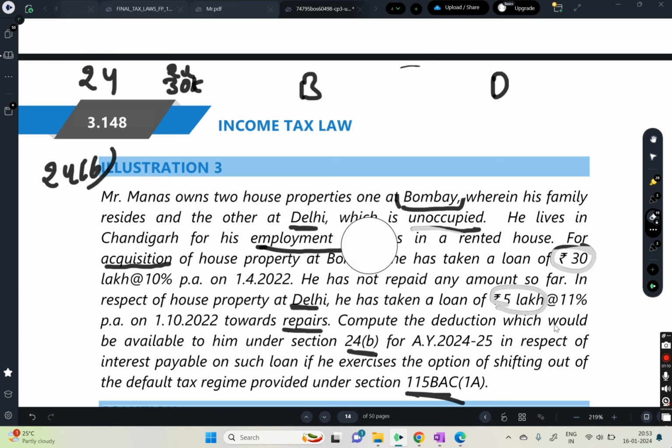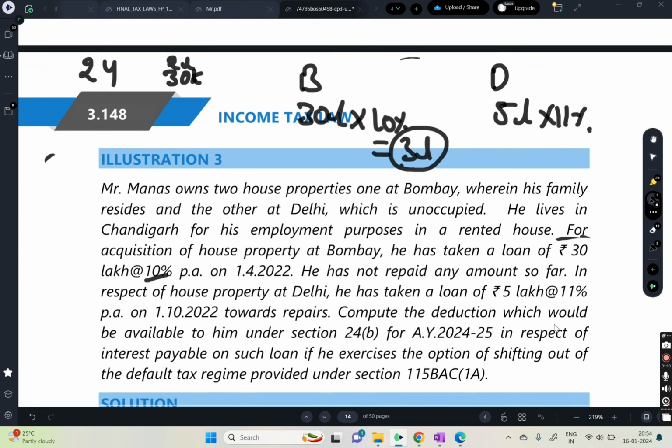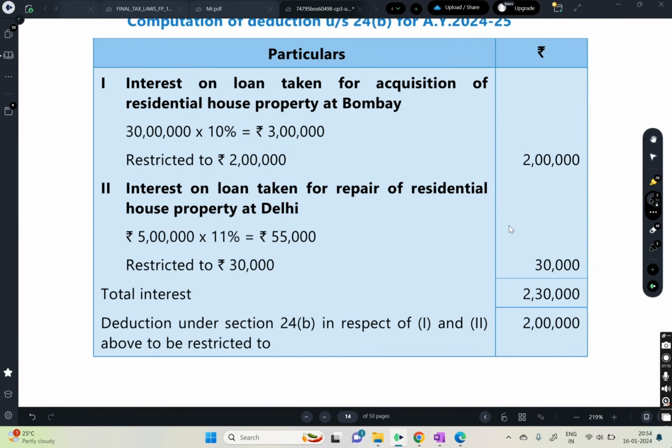But if you calculate this way, for the Bombay house he has taken 30 lakhs at 10 percent per annum. Obviously he did not repay anything, so it will become 3 lakhs. And for the Delhi house he has taken 5 lakhs at 11 percent, so it will be 55,000. Whenever you are calculating, you see here they have calculated separately for the Bombay house and separately for the Delhi house. Make sure you also do it the same way.